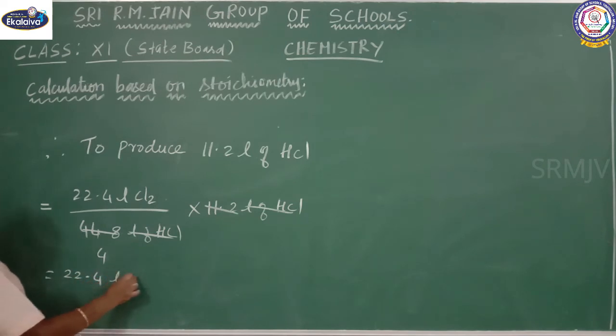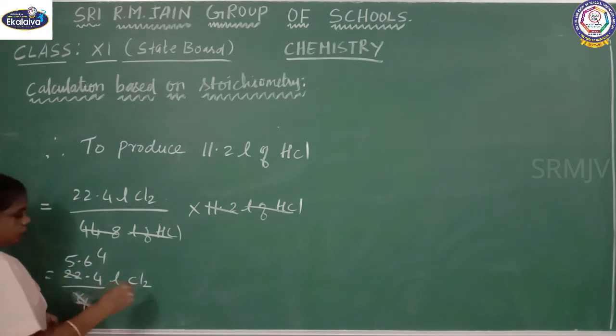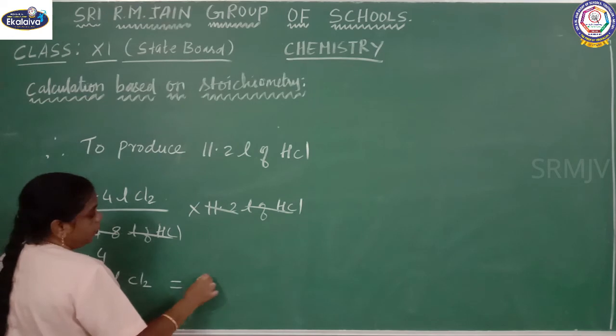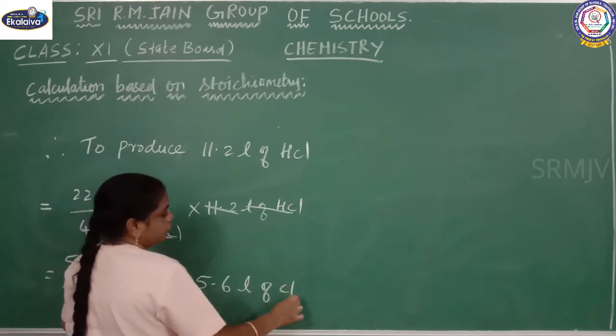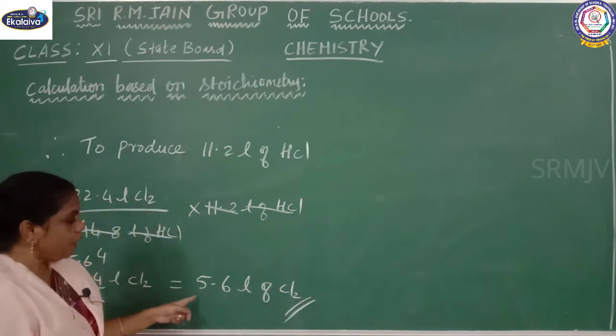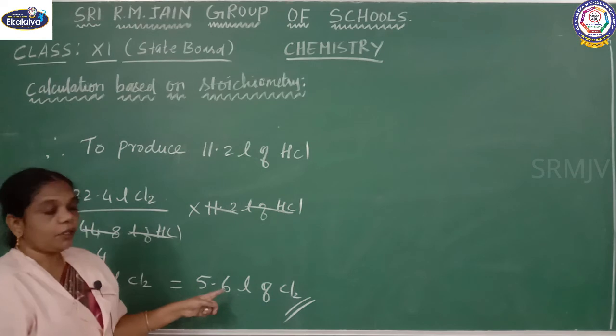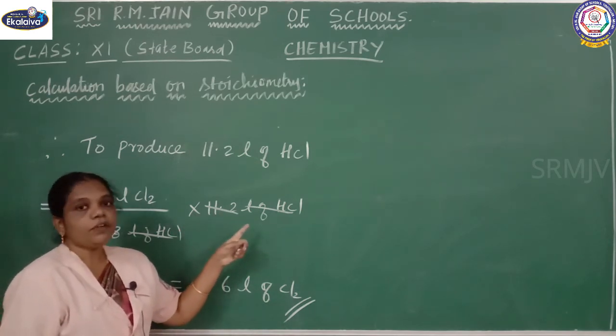So now 22.4 liters of chlorine divided by 4: 5 4s are 20, remainder 2.4, so 5.6 liters of chlorine. So we need 5.6 liters of chlorine to produce 11.2 liters of HCl.